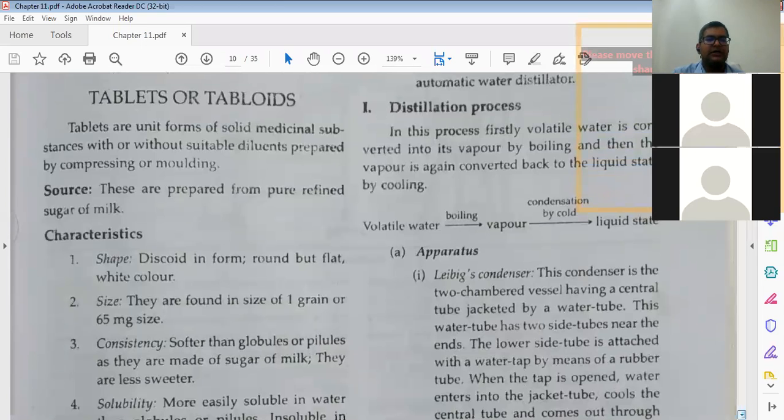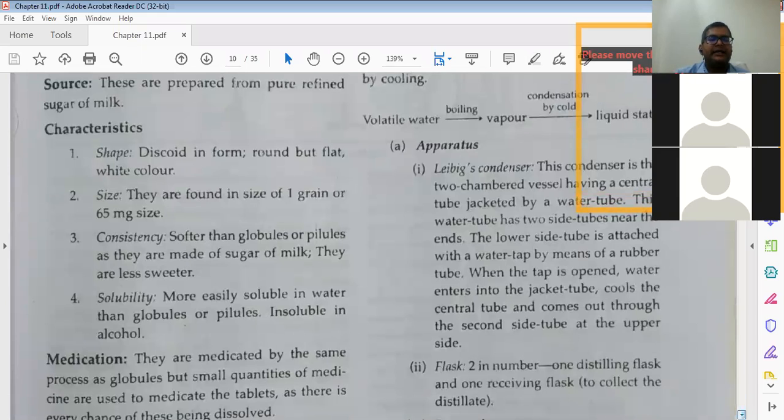Their characteristics: these are discoid in shape, which you have already seen. Normally their size is 1 grain, that is 65 milligram. Remember, 1 grain is equal to 65 milligram. At Dr. Hahnemann's time there was no milligram, so Dr. Hahnemann used the grain. Nowadays grain is not used, but remember it, because wherever the word grain appears, you have to measure it as 65 milligram.